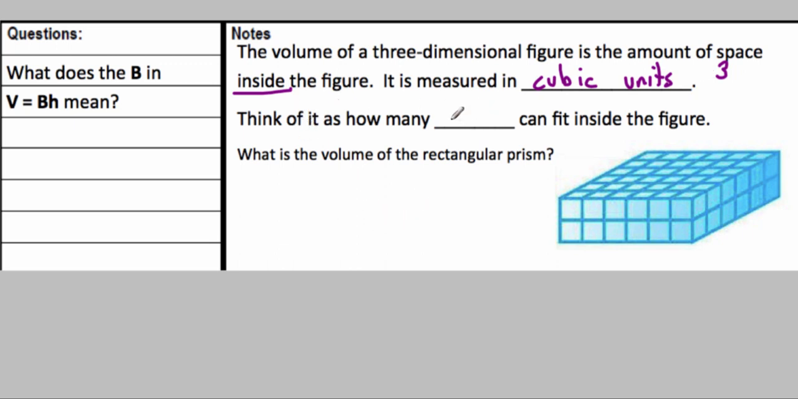The thing of volume is how many cubes can fit inside the figure. So if we were to actually stack up a bunch of cubes and pack the entire shape, how many would fit inside of there? That's what it means by finding the volume of this prism.